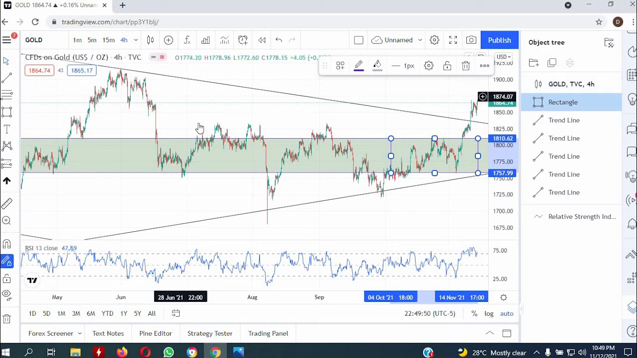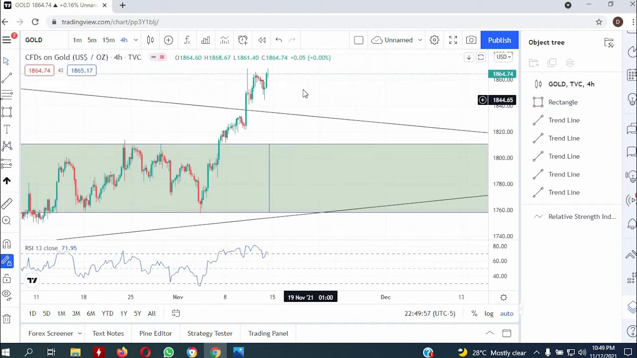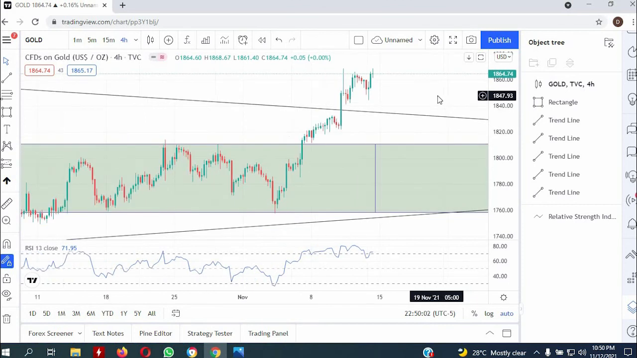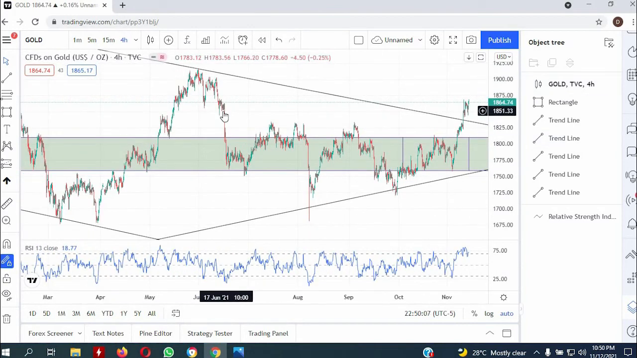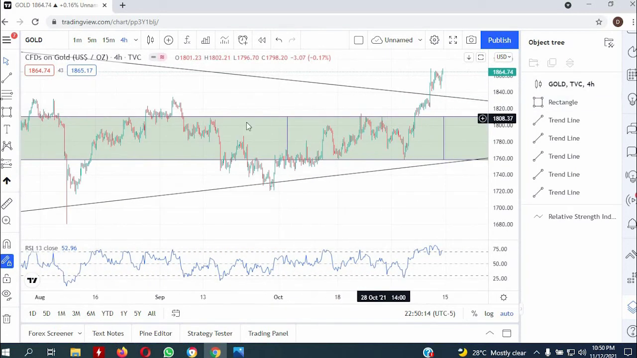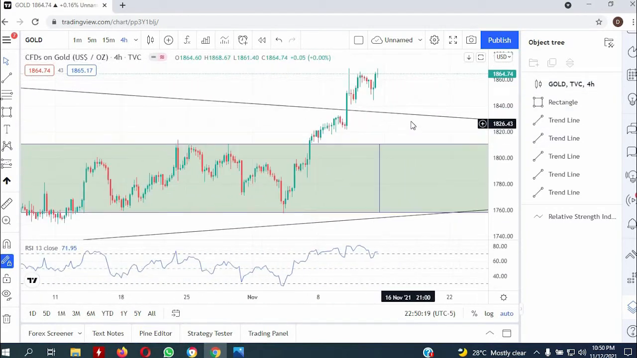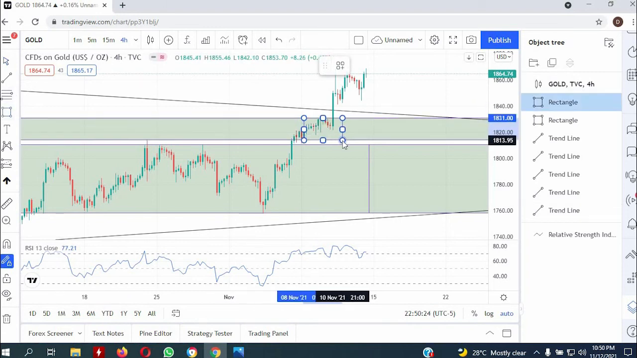Now this area right here should offer strong resistance for the gold. However, if the gold breaks through this area right here, it is expected to push further up. If the gold fails to break through this area right here, it will come back to this area for support.